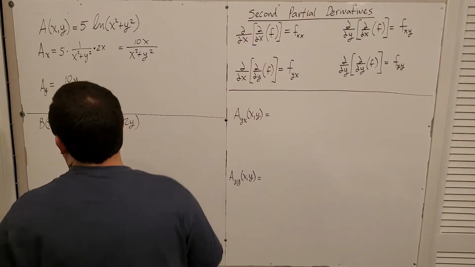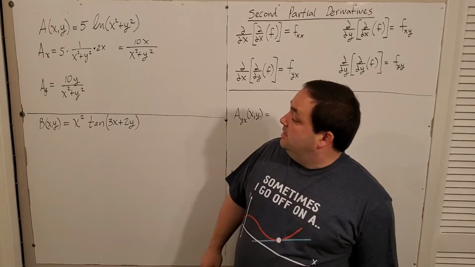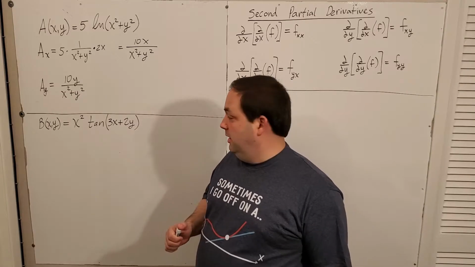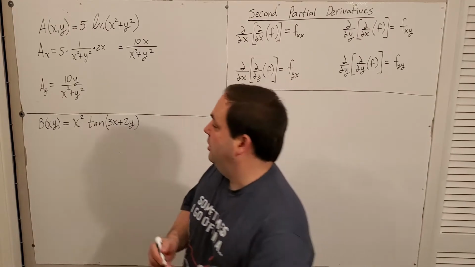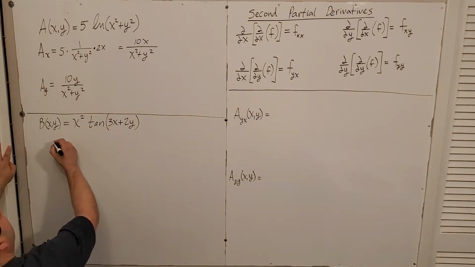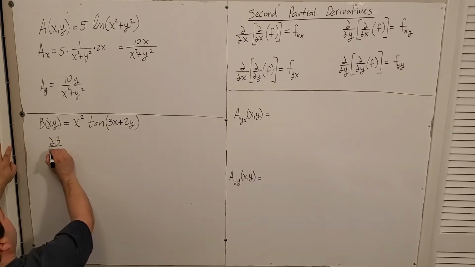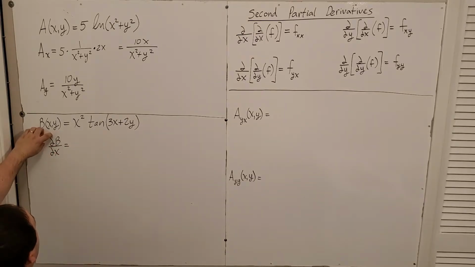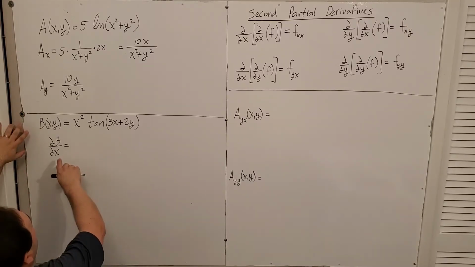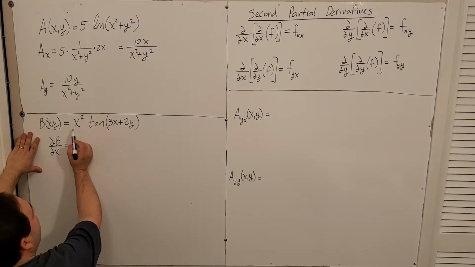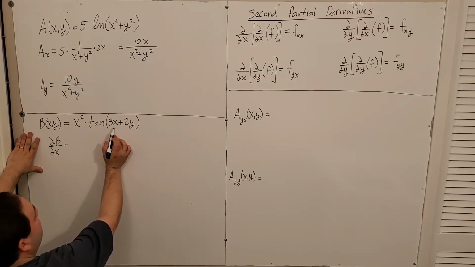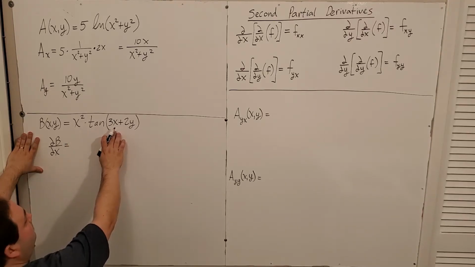All right, next. I've got b of xy is equal to x squared times tangent of the quantity 3x plus 2y. Okay, so let's do the partial derivative of b with respect to x. So that's partial of b with respect to x. This is the other way we write it, right? Let's get a little bit of practice doing the terminology both ways here. So with respect to x, I'm noticing I have the x squared times a function that also has x in it. So this is going to be a product rule here.